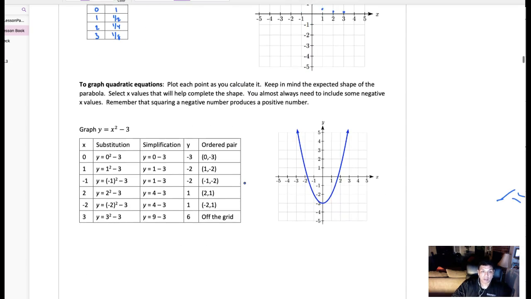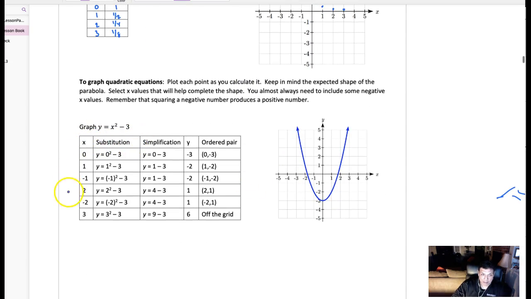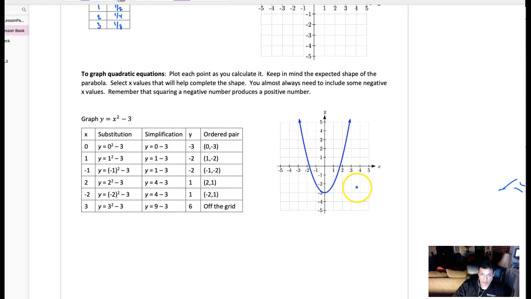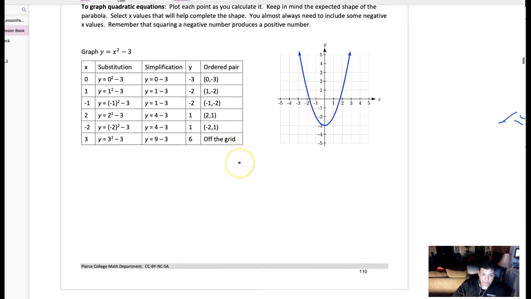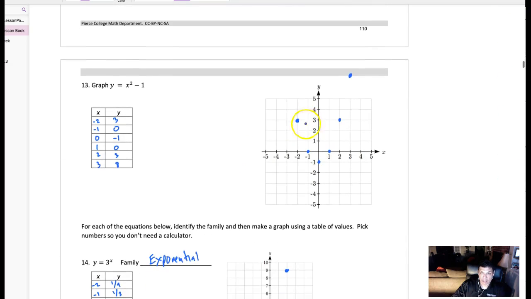Then to graph quadratic equations, same process. Pick some x values, substitute in, get an answer, and you end up with your ordered pairs, and then you plot them. You can see how they get substituted in. Moving through the other ones here, as you plug these numbers in, you get these answers.